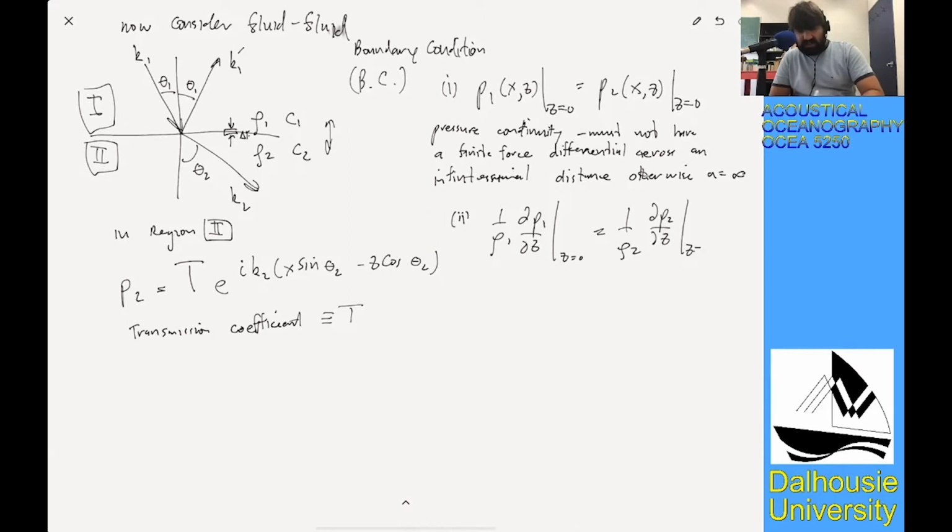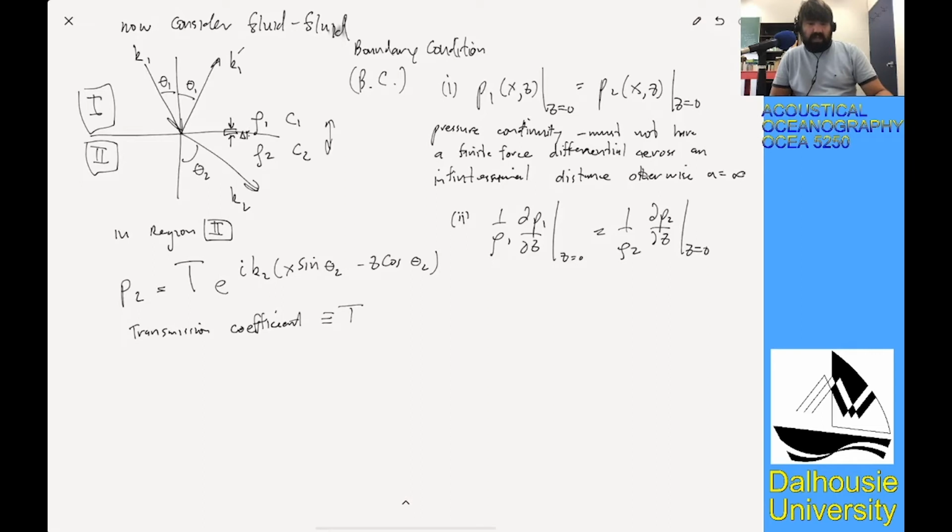So a slightly more sophisticated version of the same thing, basically that your interfaces have to move in total harmony, in total synchronicity, in order to not violate the same idea of the finite force across an infinitesimal distance.